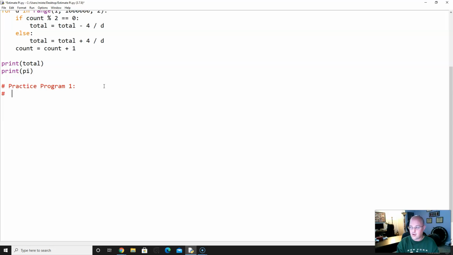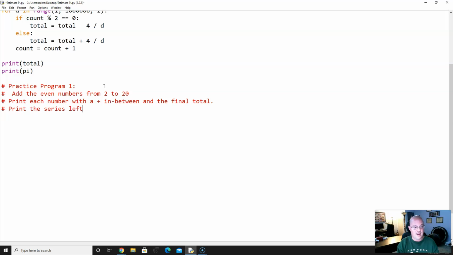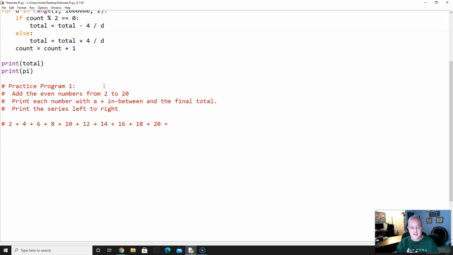First one, we're going to add the even numbers from 2 to 20. Print each number with a plus sign in between and the final total. Print the series left to right. So in other words, what this should look like is 2 plus 4 plus 6 plus 8 plus 10 plus 12 plus 14 plus 16 plus 18 plus 20 equals 110. So try that.